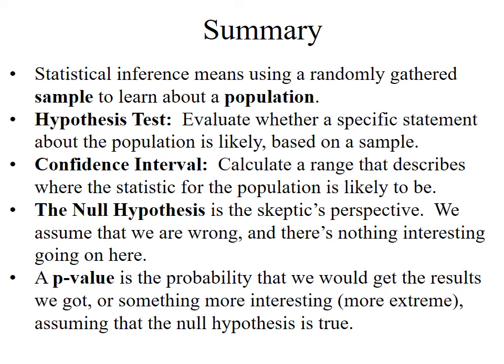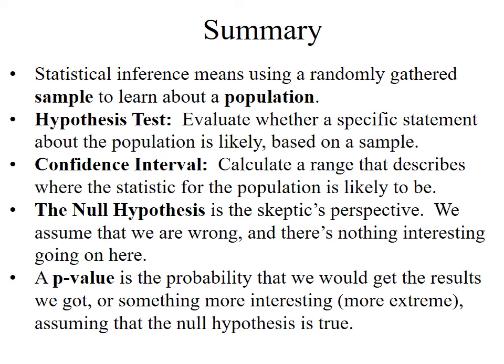There are two really big things we do in statistical inference. One, we do hypothesis tests. We evaluate whether a specific statement about the population is likely or unlikely based on our sample. The other thing, thing two, is we make confidence intervals. A confidence interval is a range that describes where the statistic for the population is likely to be, where we can say with 95% confidence that it's likely within this range.